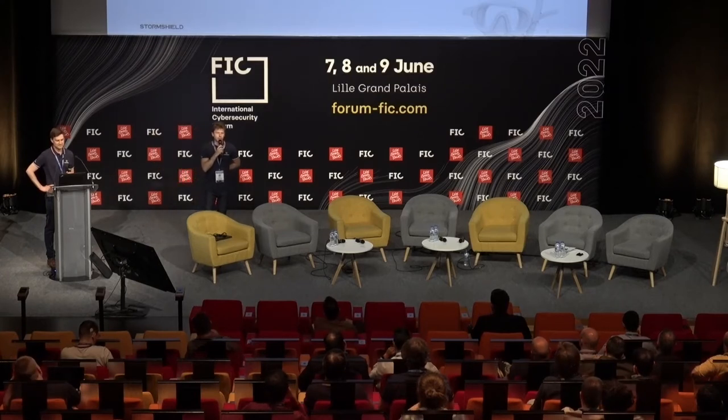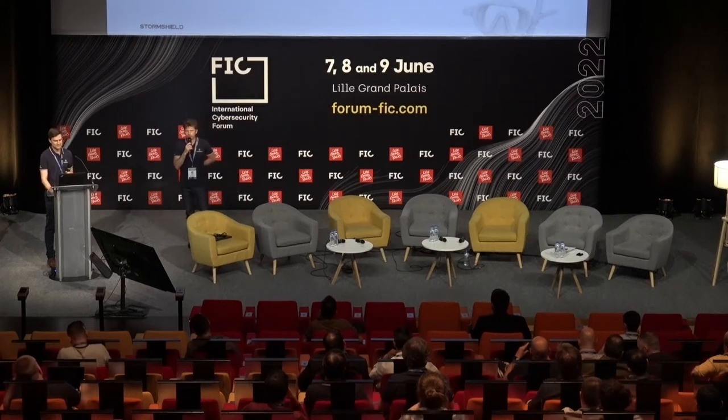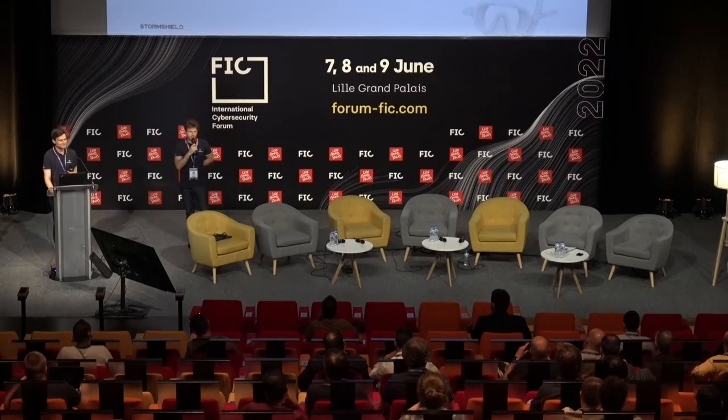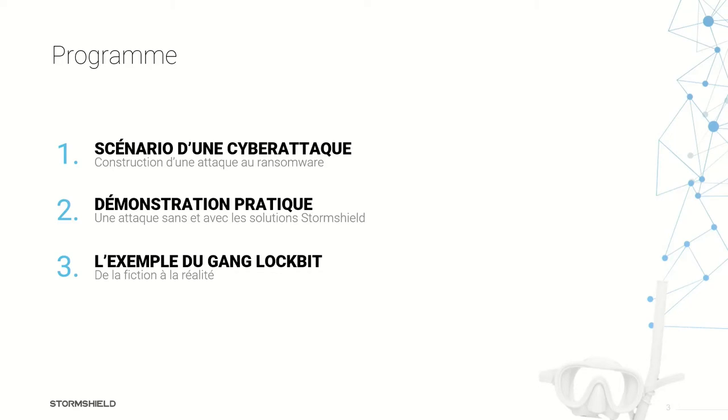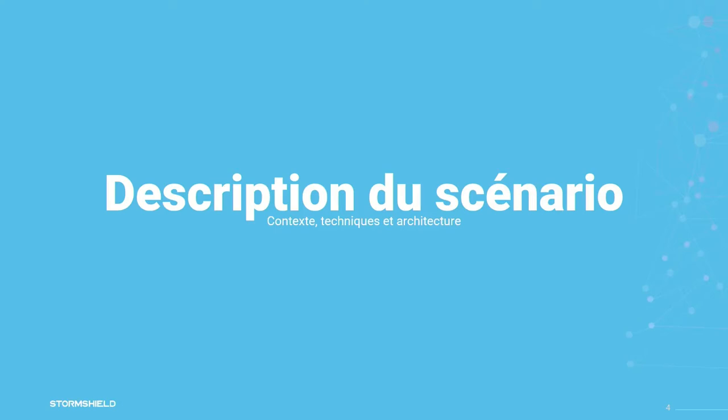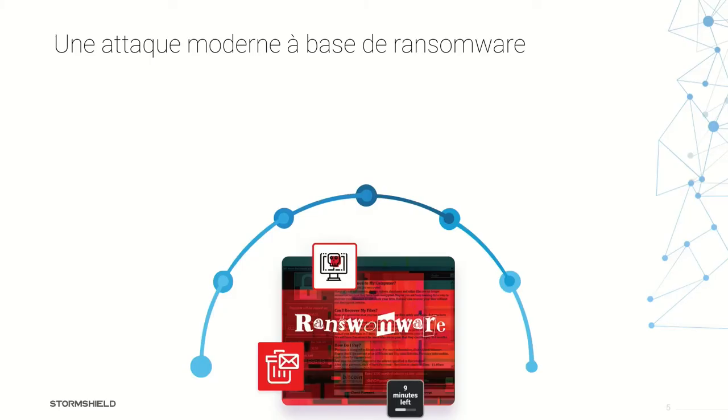So first, let's describe a cyber attack with a ransomware. We're talking about APT attacks because this is a complex attack that leads to a ransomware. After that, we will show you a demonstration, first without any protection, and then with our own solution, the Stormshield solution. And finally, we will show you an example of the Lockbit gang. This is a gang that is doing a lot of ransomware work right now, and they are quite efficient at it. So we will go from fiction to reality with the Mitre attack representation.